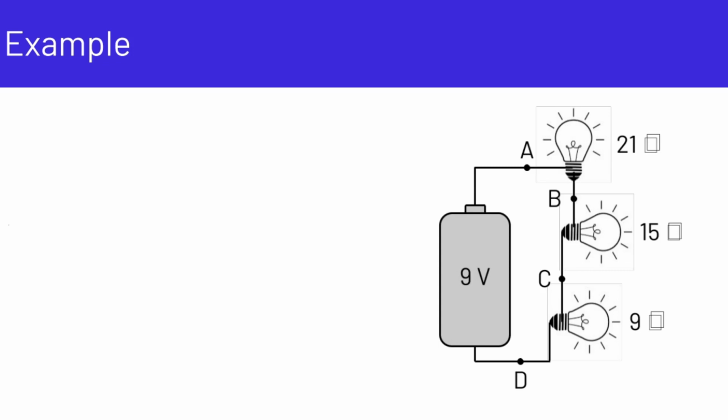All right, so let's look at one example where we put everything together. We've got this series circuit with a 9-volt battery, and we've got 3 light bulbs, one with a resistance of 21 ohms, one with a resistance of 15 ohms, and one with a resistance of 9 ohms. Our first step is to figure out our equivalent resistance for the entire circuit. So we have 21 ohms plus 15 ohms plus 9 ohms, which gives us a total of 45 ohms for our equivalent resistance for this particular circuit.